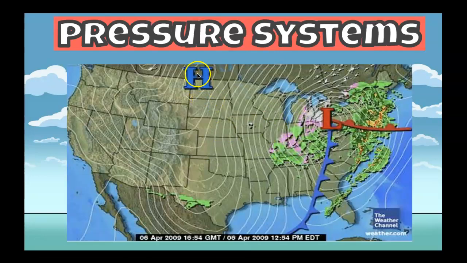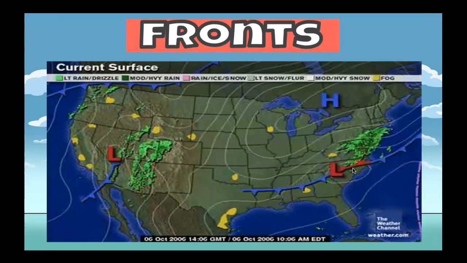For pressure systems, you have your big H up here for high pressure, and high pressure brings good weather, so you can notice there's very little precipitation around it. There are some clear skies. But then over here where you have your red L, you see a lot of things going on. You see some snow back here, some rain, some severe thunderstorms. So low pressure brings bad weather.